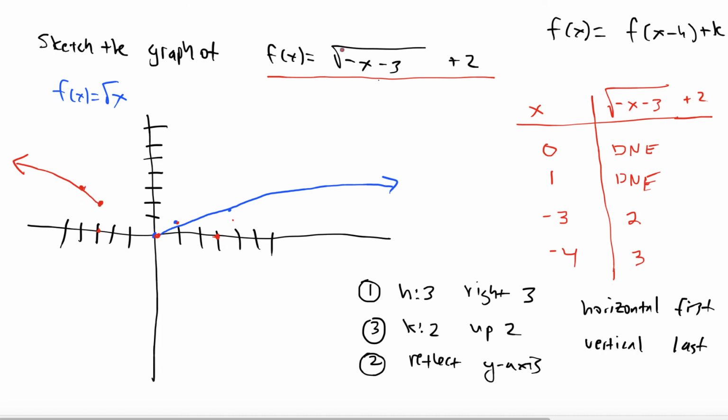Remember, you can always plot points to get a better idea of what the graph is doing. But using transformations, we were able to get the same exact thing. So what has happened to the graph of radical x? We shifted everything to the right 3 units. We reflected everything across the y-axis, so the y-axis acts as a mirror and everything folds over. And then we shifted it up 2 units. So this would be the final graph.